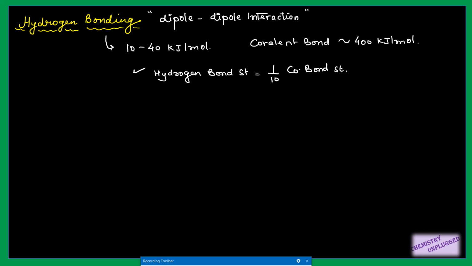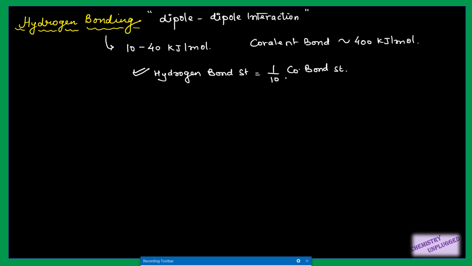This is very important, right? They can give you the energy of covalent bond and they can ask you what will be the hydrogen bond energy. Approximately you have to give the idea that it will be nearly 1/10 of the covalent bond.